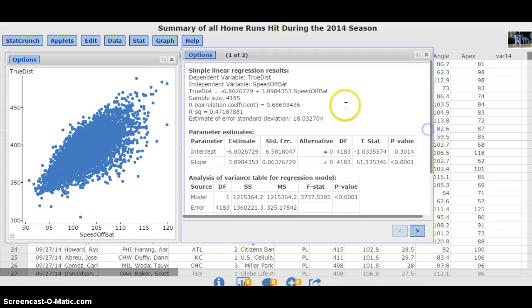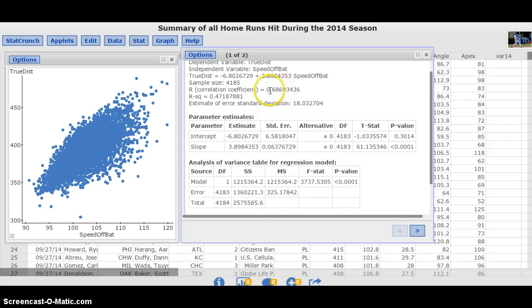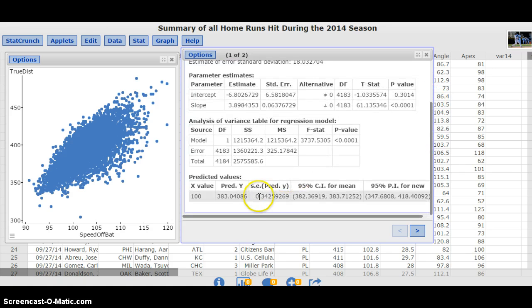In any case, the regression equation that you would want to write down is here. So there's that. And then you can see some of the other things. You see your correlation coefficient here. You see your r squared here. And then down at the bottom, you'll notice that it does our prediction for us as well. So if we have a 100-mile-an-hour speed off of the bat, then we expect the ball to travel 383.04 feet. Now you'll notice that it also does confidence intervals and things for that as well. Again, for our purposes, you can just focus in on the prediction.